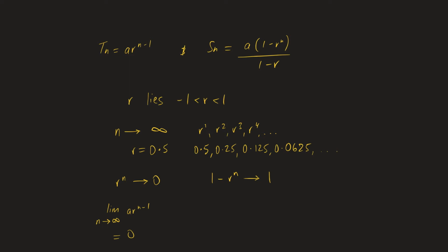And the limit as n approaches infinity of the sum, A(1 - R^n) all over 1 - R, is going to simplify down to A over 1 - R, because we're saying that 1 - R^n is approaching 1 as R to the power of n approaches 0. So now we can use this formula to help us find the limit in sum.